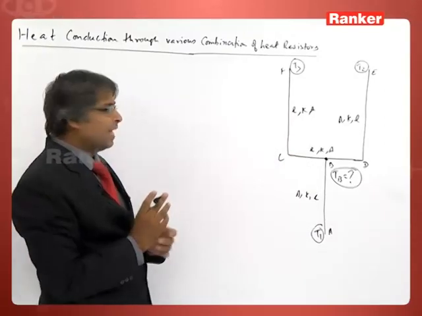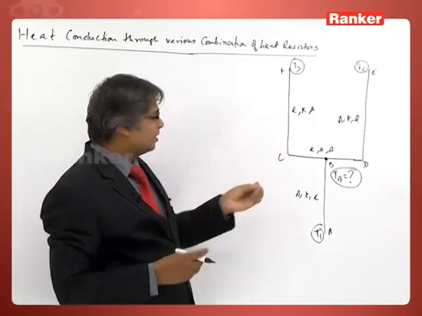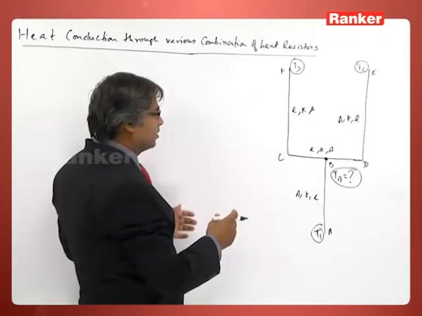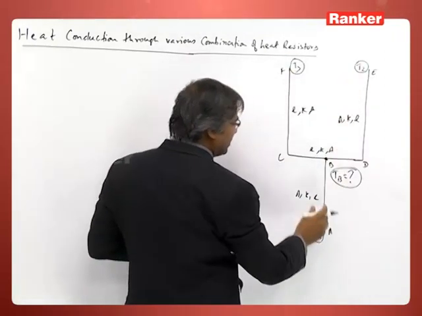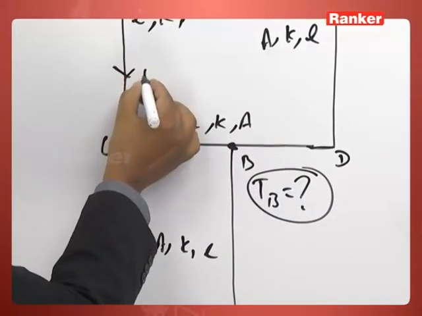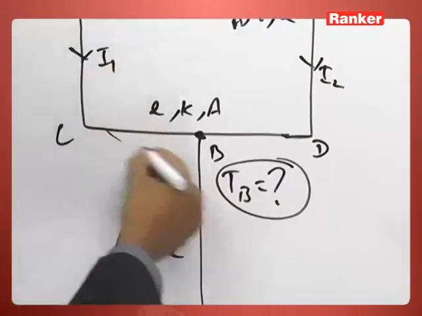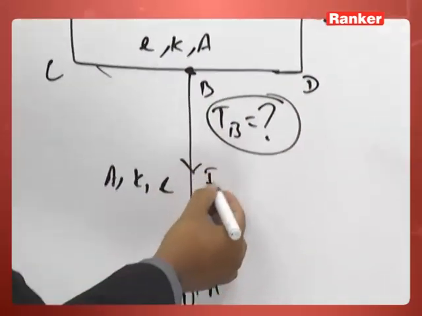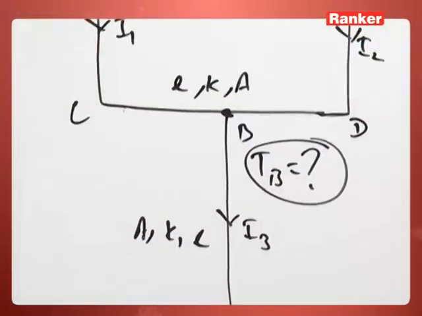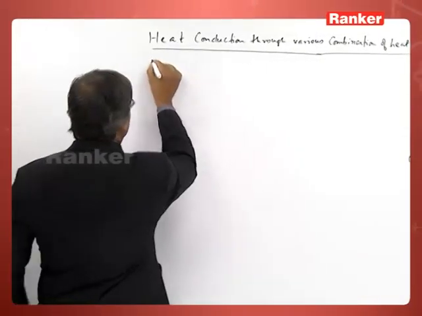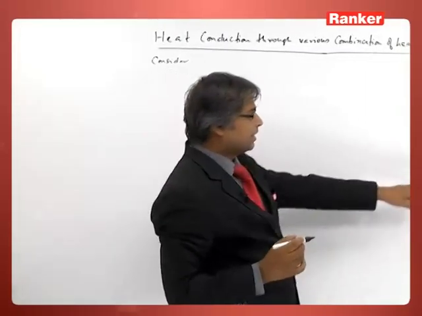So, what we do at steady state: since T1, T2, T3 are just symbols, I assume that this is at higher temperature than this and this is again at higher temperature than this. So, heat flowing through this is I1, heat flowing through this rod is I2, and finally heat flowing from this is I3, which is the sum of these two, and let this temperature be TB. So we have to find the temperature TB.